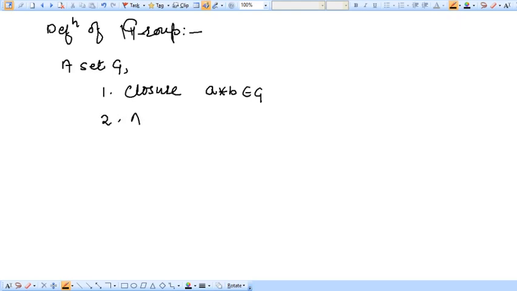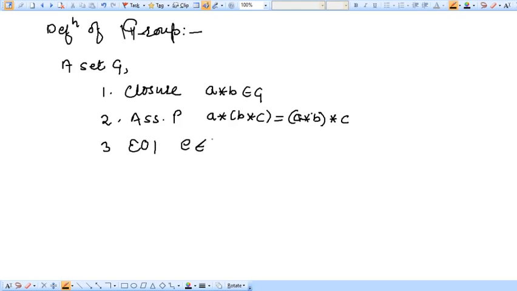Second was associative property. In this, A star B, star C should be equal to A star, B star C, operating first the one written in the bracket. These should be equal for all A, B, C belonging to G. Then the third property was existence of identity. There should exist an element E from G such that A star E should be equal to A.